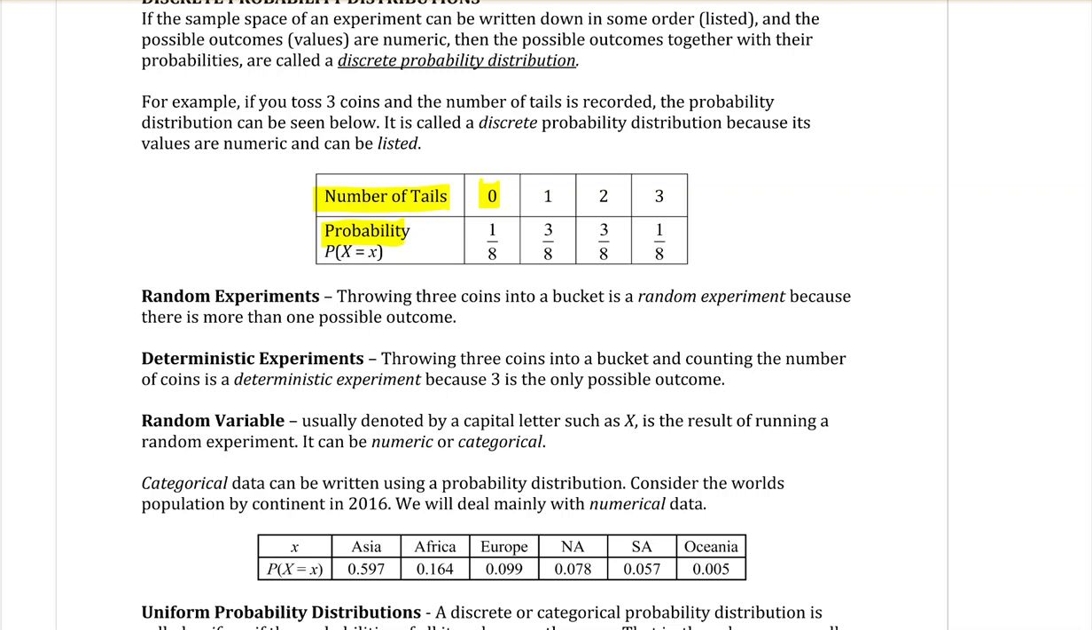A random variable is usually denoted by a capital letter such as X. So you'll see up here in our table, we have probability with a capital X. That capital X is standing for the random variable. It is the result of running a random experiment. It can be numerical or categorical.